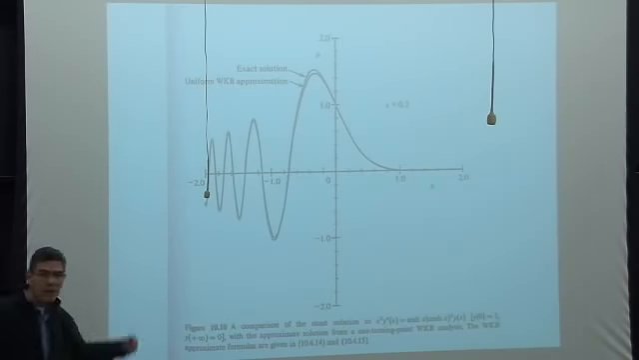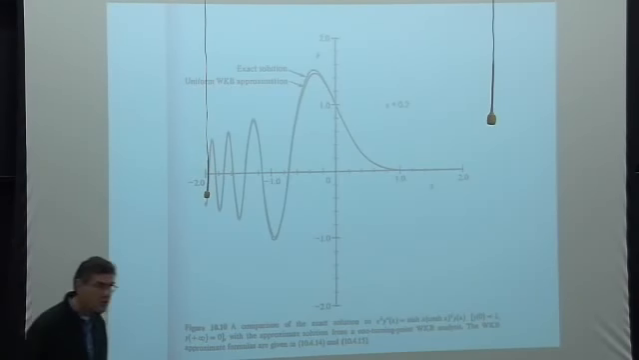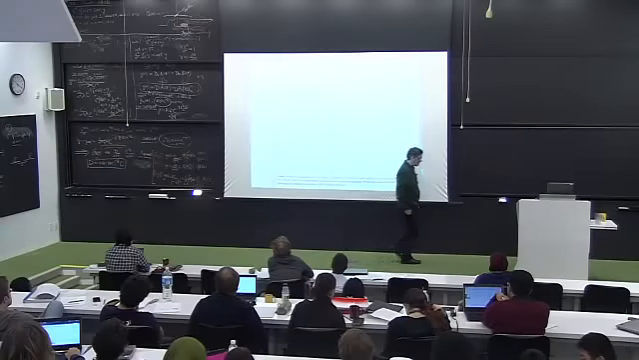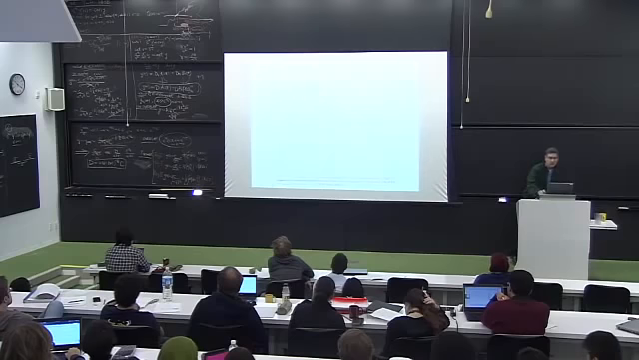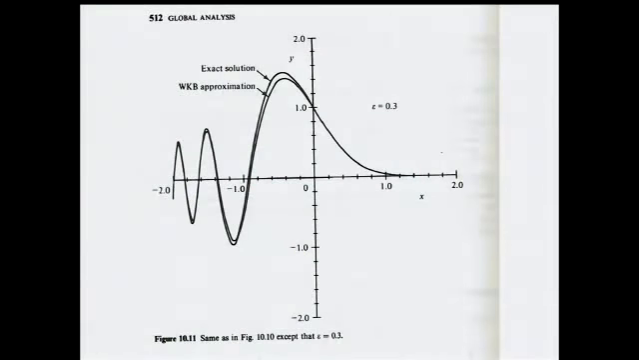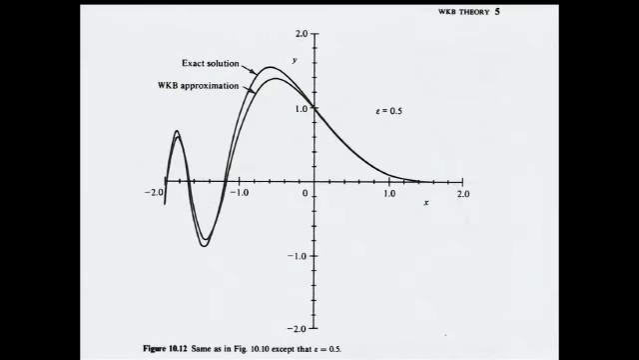Okay, but what if we make epsilon bigger? It must get worse, right? So let's take a look. Here epsilon is 0.3, and you can see that the disagreement is getting a little bit bigger. And here's epsilon 0.5, and it's getting a little bit bigger.